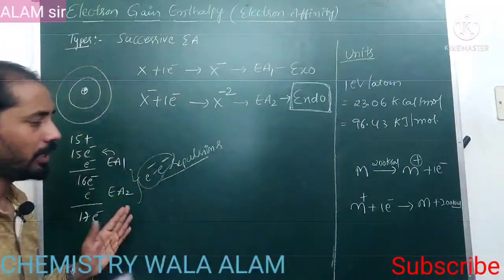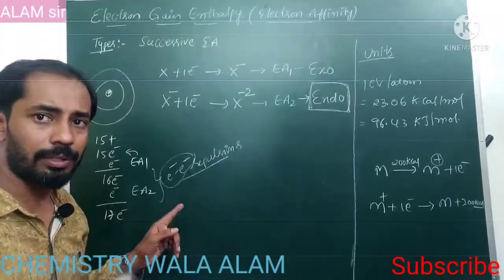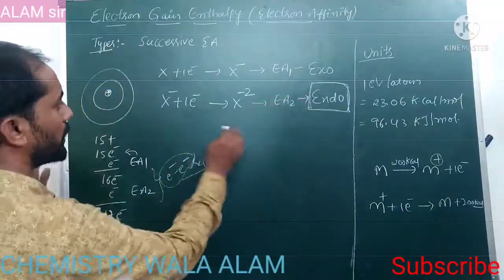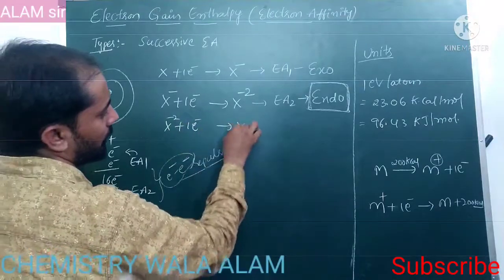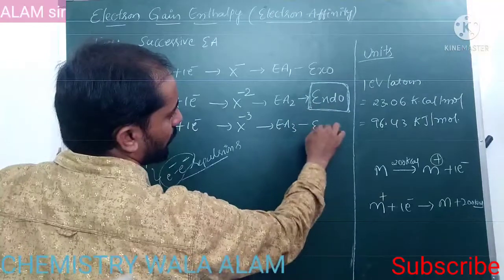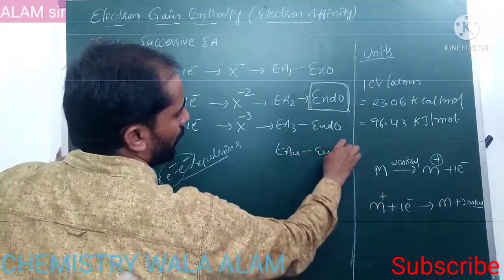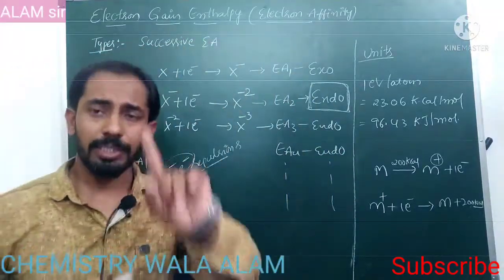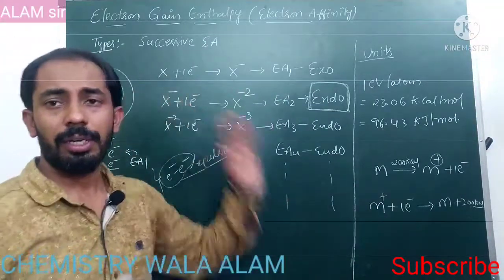Okay, got the point? Here the first electron affinity is the only one that is exothermic, remaining 2, 3, 4. The di-negative ion gains one more electron, converting to X minus 3, this is called EA3. This is also endothermic. Next EA4, endothermic. All the remaining are endothermic processes. Only the first electron affinity is exothermic.